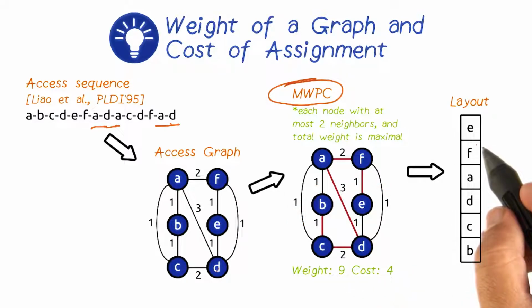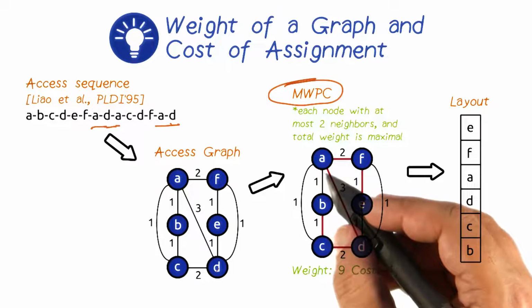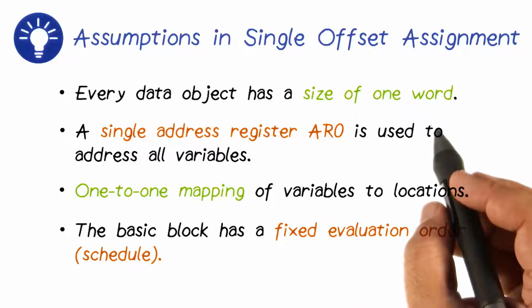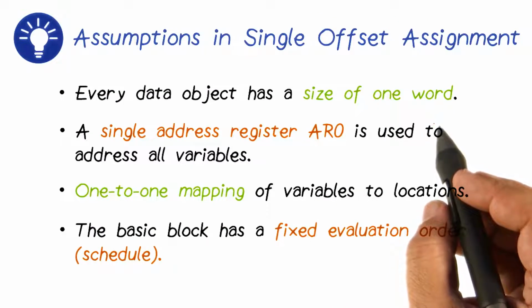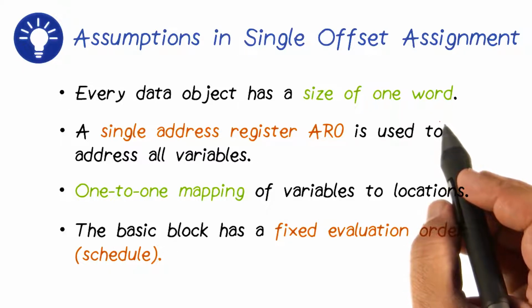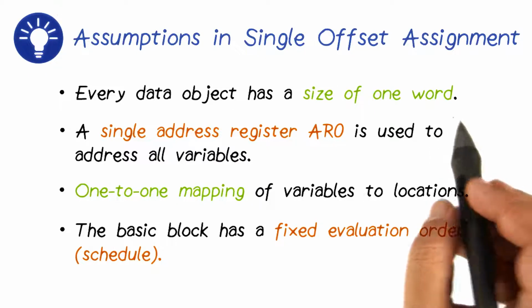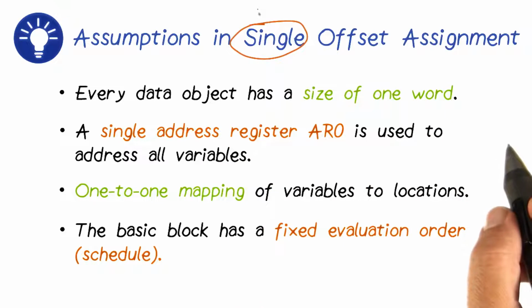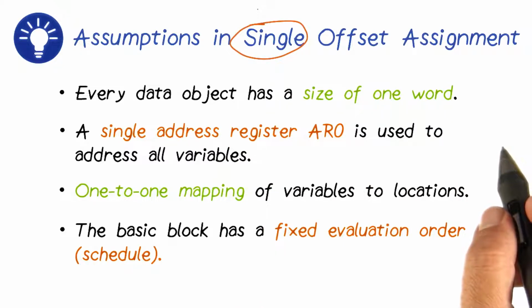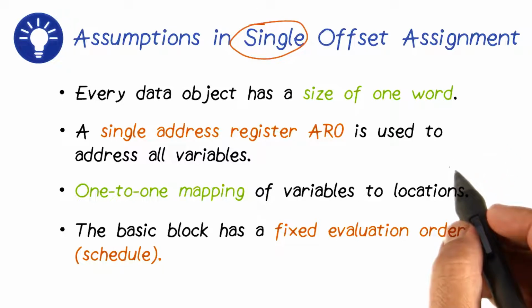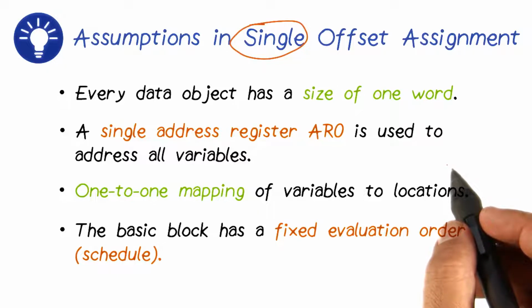So now the next thing to do is, in order to realize this maximum weighted path cover, we'll have to do an arrangement. Now we are going to look at some assumptions by solving what is called a version of the problem, which is single offset assignment. So we assume that each data object has one word size. A single address register is used for all variables. So that is why it is called the single or simple offset assignment problem. And then there is a one-to-one mapping of the variables to the locations, and we can use auto increment decrement to move the address register whenever we can to cover as much as we can.